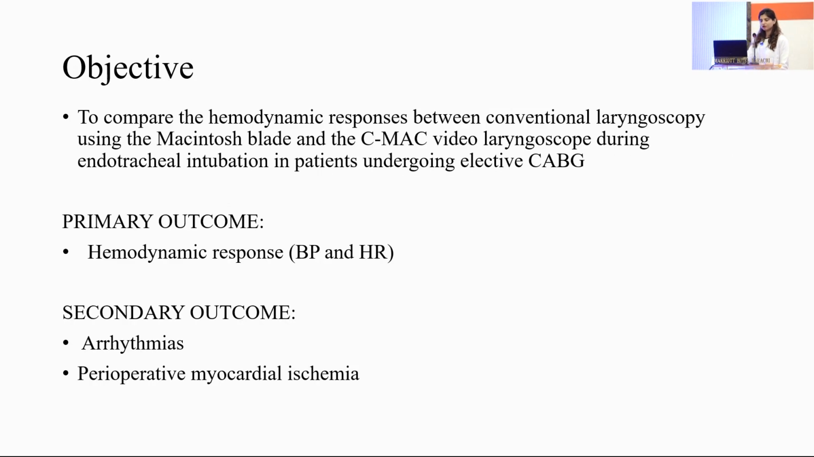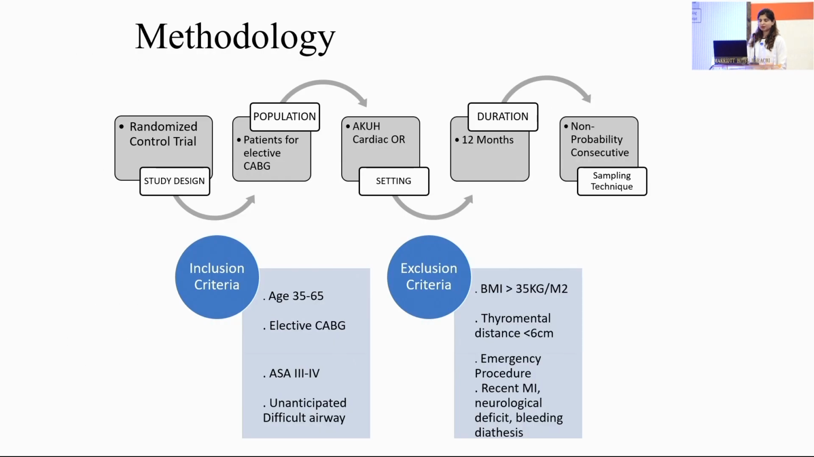The objective of our study was to compare the hemodynamic response between conventional laryngoscopy using the Macintosh blade and CMAC video laryngoscope during endotracheal intubation in patients undergoing elective CABG. Primary outcome was to assess the hemodynamic response, and the secondary outcome was to assess the presence of arrhythmias and perioperative MI. The methodology we used for our study was a randomized controlled trial in the patients who were planned for elective CABG.